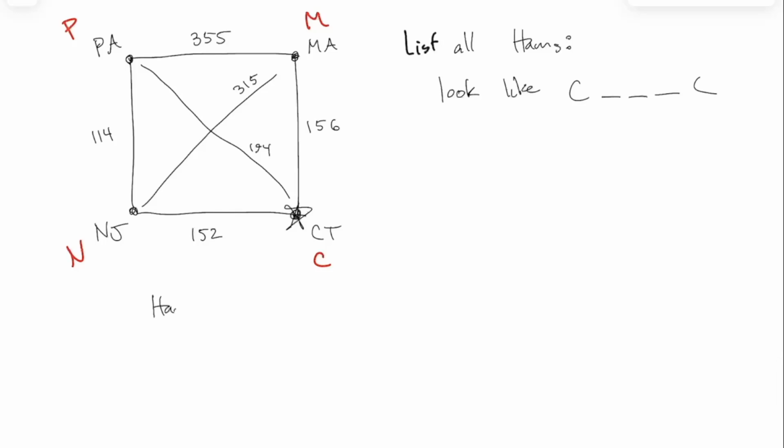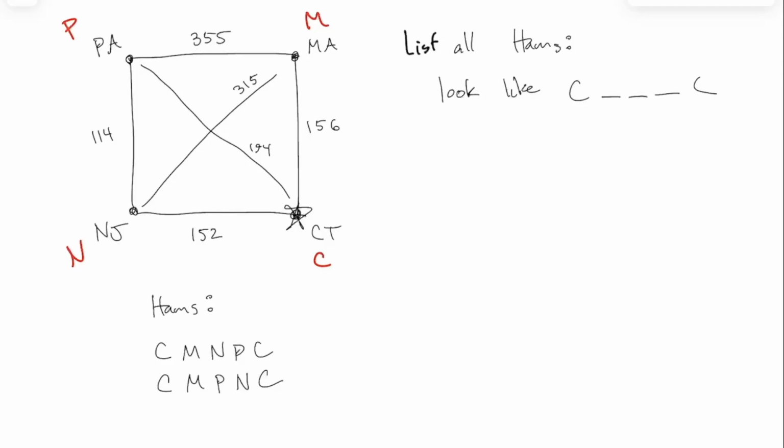So my Hamilton circuits are: C, M, N, P, C. I put them in alphabetical order, the ones in the middle at least. All right, so that's my first one. That starts with M. There's one other way to start with M, like that, right? Those are the 2 that have M in the second position. I'm always going to have C at the beginning.